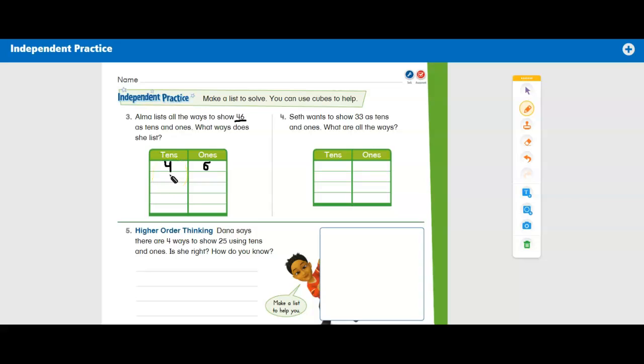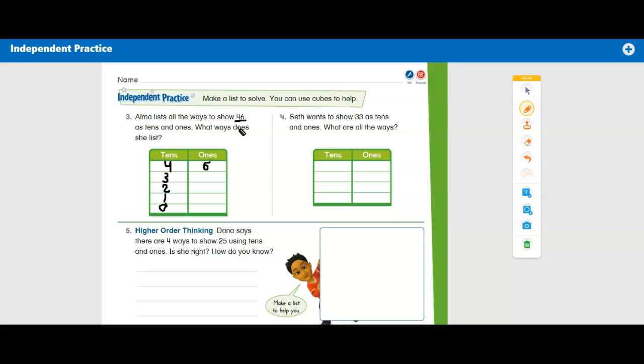Now, continue your pattern in the tens, counting down. 3, 2, 1, 0. This shows 30, 20, 10, 0. Write the number of ones that are missing from each number to make the number 46.